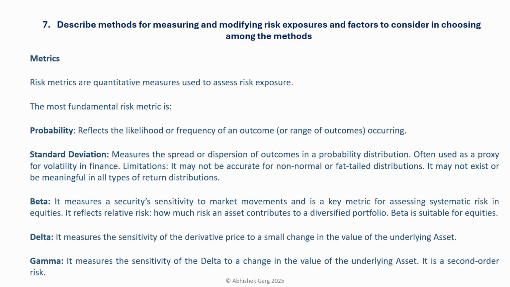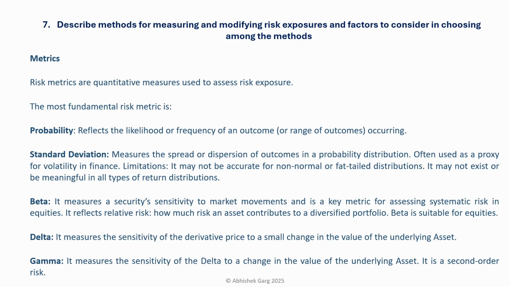Let's talk about the risk metrics. Risk metrics are the quantitative measures that we use to assess our risk exposure. The most fundamentally used risk metrics are: first is your probability. Probability reflects the likelihood or the frequency of an outcome occurring. It says that there are these many percentage chances of this outcome, and this percentage chances of that outcome.